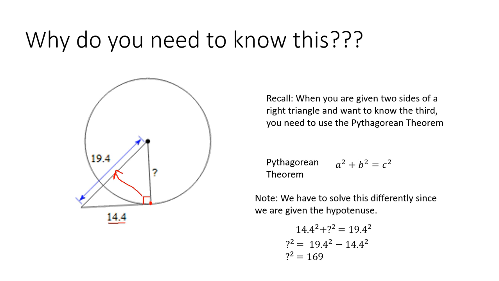Remember, you have to take the square root of both sides. The square root of 169 equals 13. So question mark, or the radius of the circle, would be 13. And that's all we're going to be doing with these.